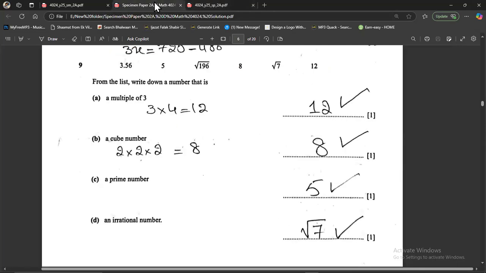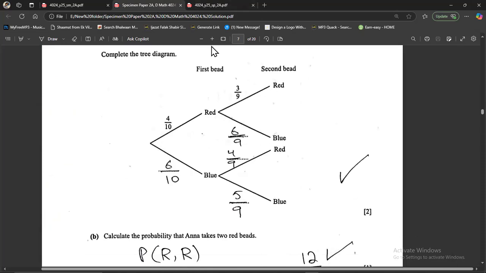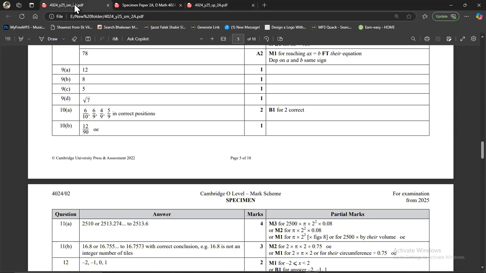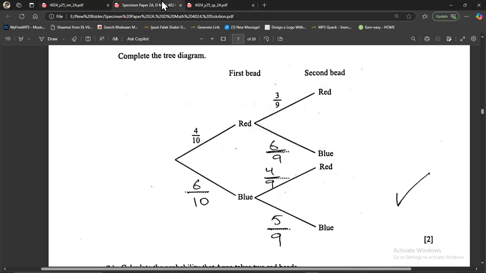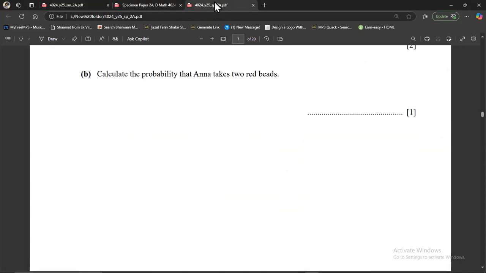I have done this. Let me show you. Okay, so here we go. So it will be 3 by 9. This will be 6 by 9. This will be 4 by 9. This is 6 by 10. This is 5 by 9. And I already checked it, but let's check it again. Our answers are right. Okay, sir. You can pause the video if you want to take more time with your marking scheme.